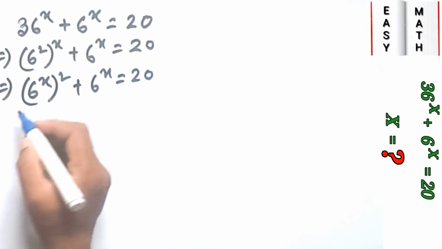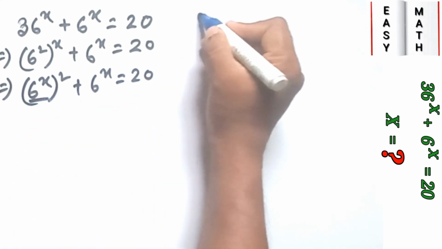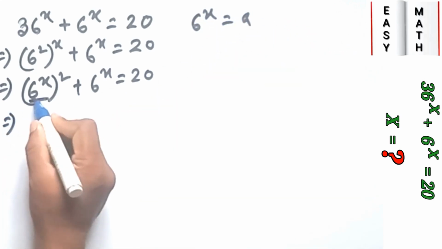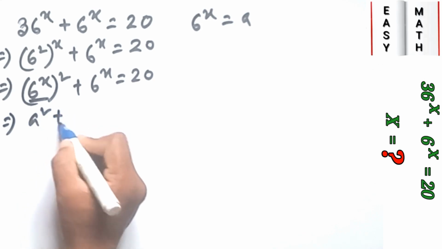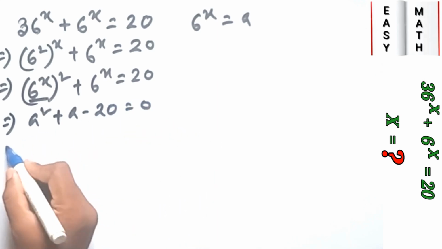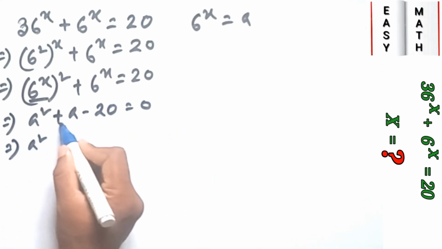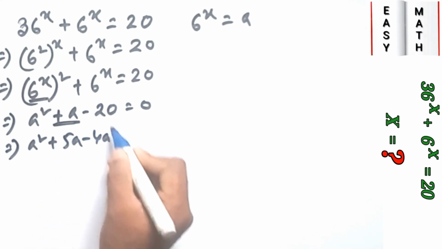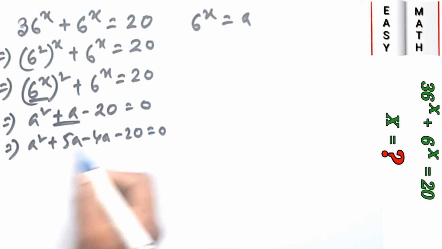is 20. Now we take 6^x is equal to a, so there is the x square and there is the a, and this is 20 is 0, and we can write this as a squared plus 5a minus 4a, this 20 is 0.